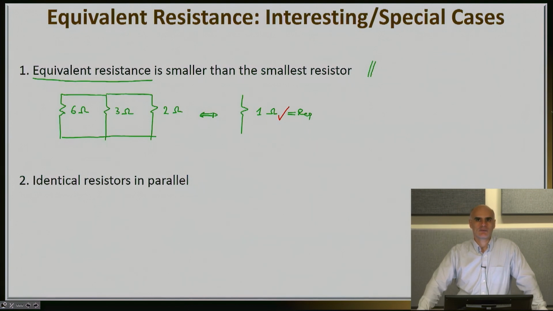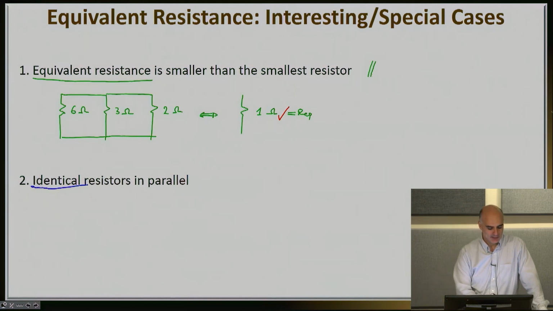Another way to phrase that from a more practical perspective is that you can never raise the resistance when you connect things in parallel. You can only make things smaller. This also brings another interesting point of what happens when you connect identical resistors in parallel. When you connect identical resistors in parallel, essentially you will get the value of resistance divided by the number of resistors that you connect. So let me make this more clear.